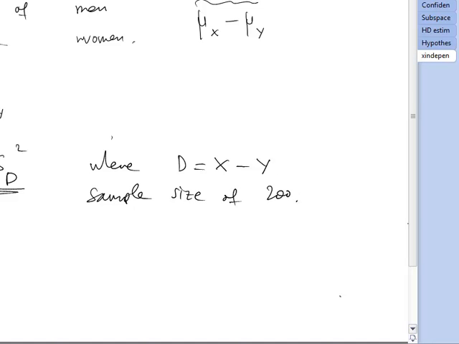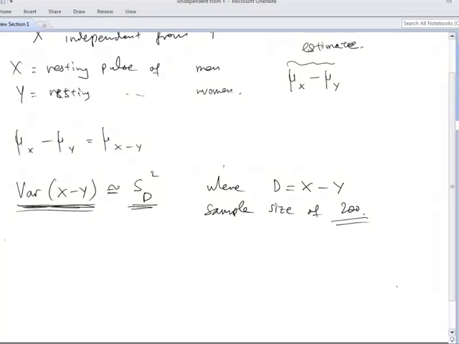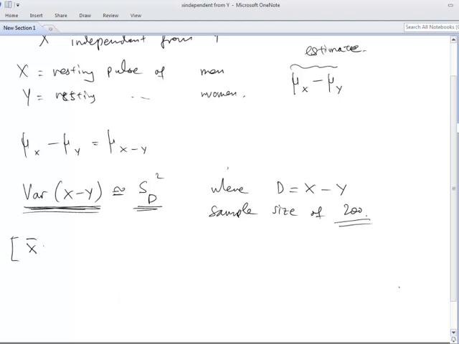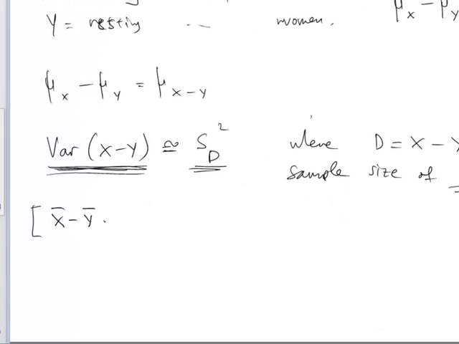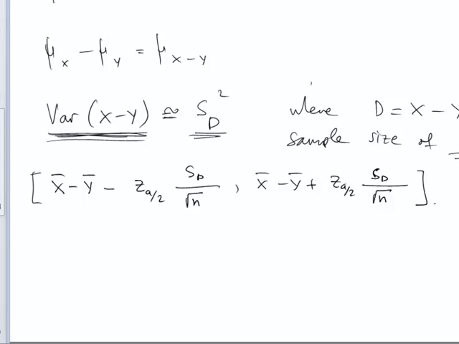So we'll use this value. The test we would be using, since we have a sample size of 200, is the Z, so we will use Z to estimate. We take X bar minus Y bar, plus or minus Z of alpha over 2 times S of D divided by the square root of n. That's what he used. That's what he did by pairing the observations.